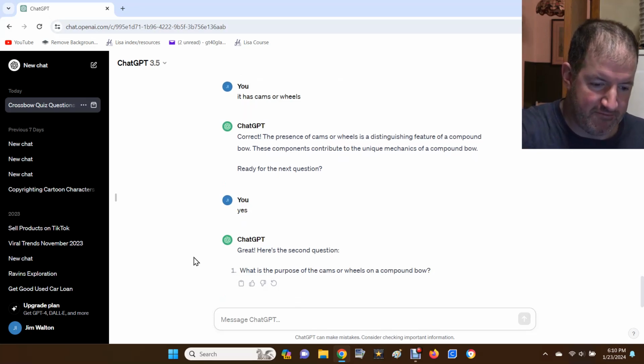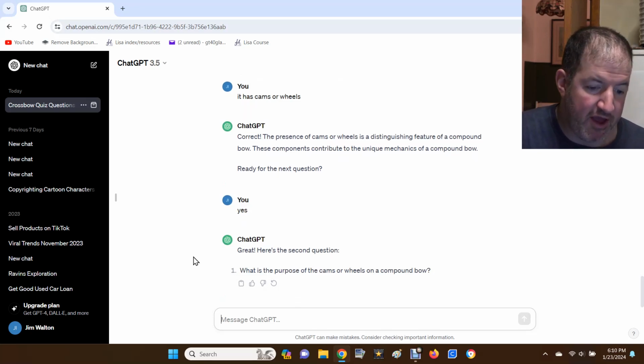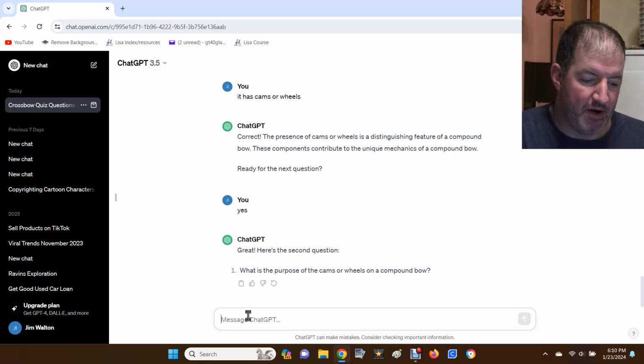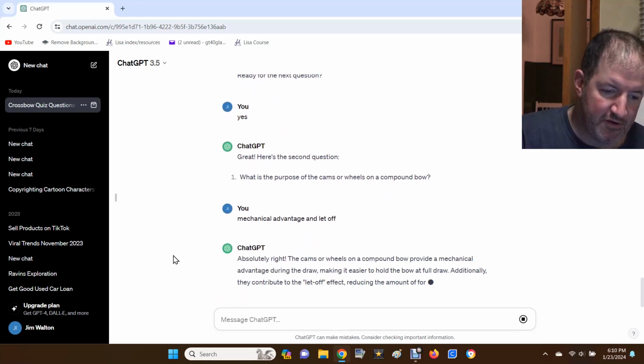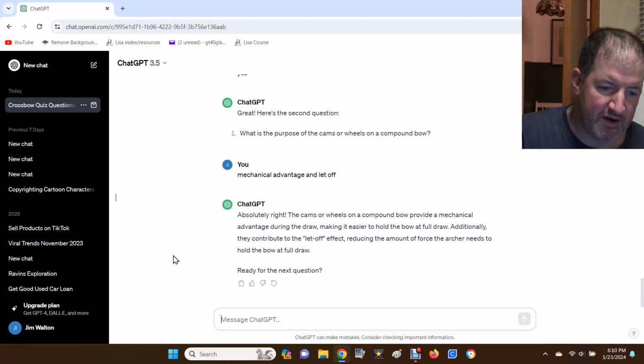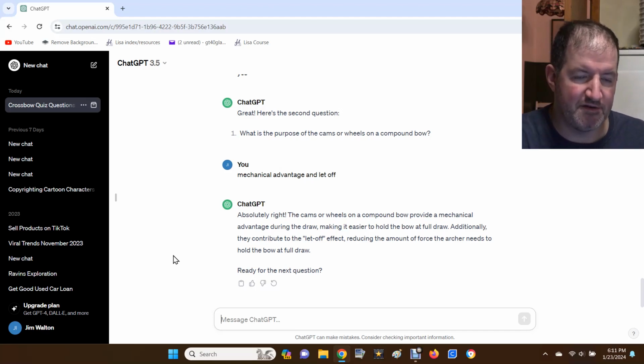Great. Here's the second question. What is the purpose of the cams or wheels on a compound bow? I'm going to say mechanical advantage. And I guess with the cam, it gives you let off. Absolutely right. The cams or wheels on a compound bow provide a mechanical advantage during the draw, making it easier to hold the bow at full draw. Additionally, they contribute to the let off effect, reducing the amount of force the archer needs to hold the bow at full draw. Ready for the next question? Yes.